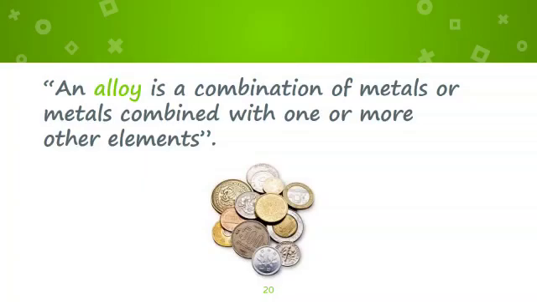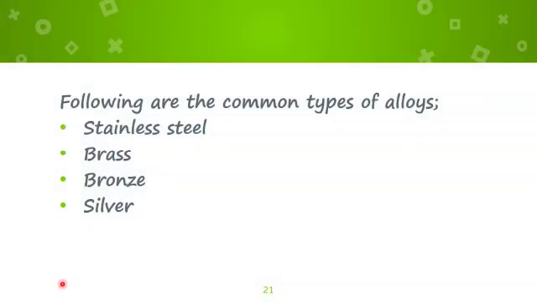Do you know there are some mixtures of metals as well? When we talk about a mixture of metals, we call it an alloy. An alloy is a combination of metals, or metals combined with one or more other elements. Metals are often mixed and they form alloys. Different examples of alloys include stainless steel, brass, bronze, and silver.